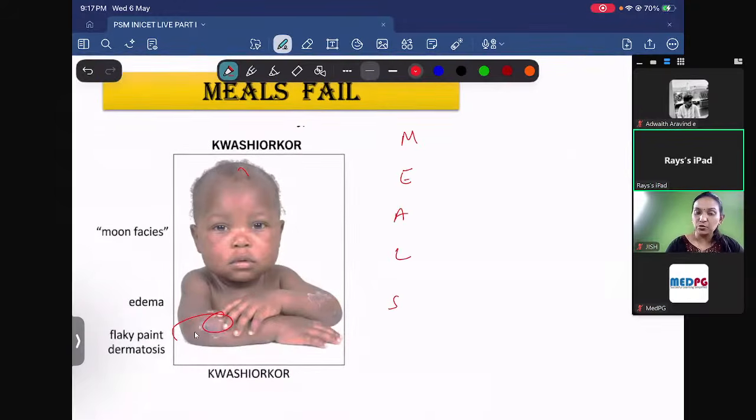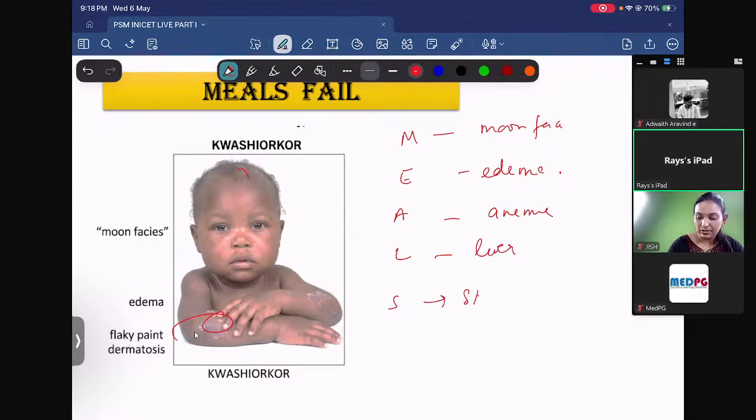And for kwashiorkor, you can remember it as MEALS fail. Child has no appetite, so you can remember that also means fail. M is moon face. E is edema. Edema is a hallmark feature of kwashiorkor. A is for anemia. L is liver, fatty liver, hepatomegaly, many liver kind of changes will be there. S is skin changes. You have flaky paint dermatosis.